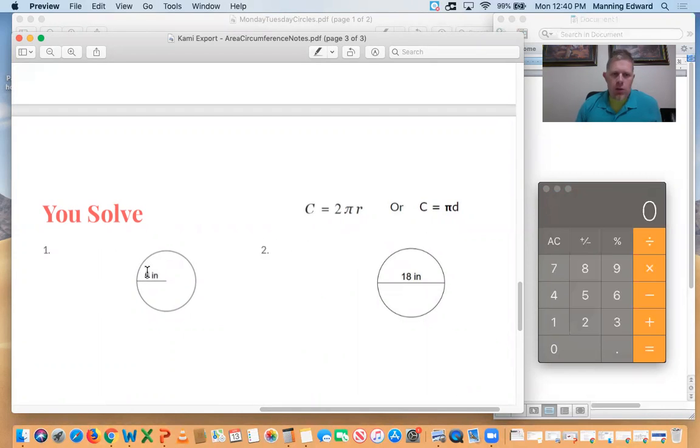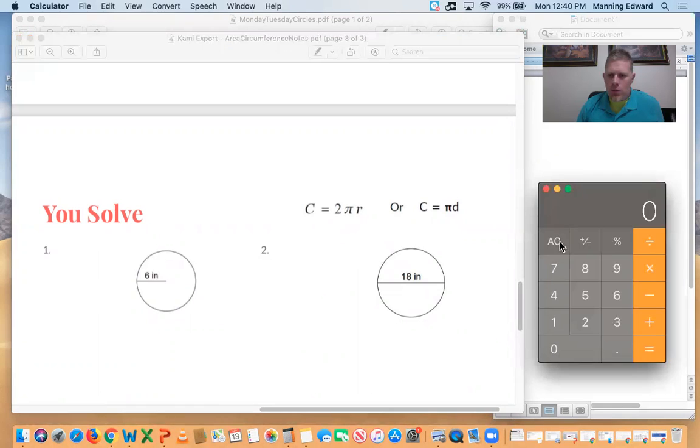All right, you solve. So we got 6 inches. All right, I'm just going to use the calculator here. So my circumference, well, okay. I'll draw it out in this one. Let's use a different color. Black. Okay. No, that didn't work. Oh, it does work. Okay.